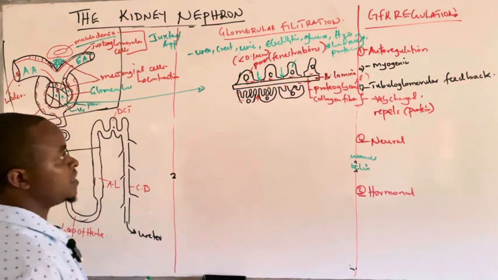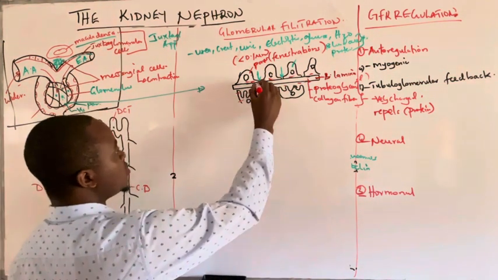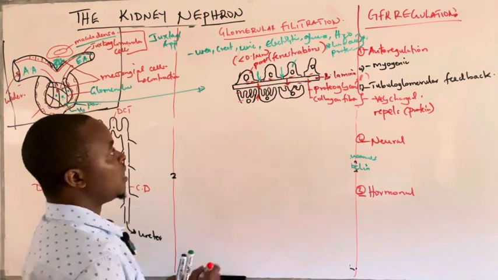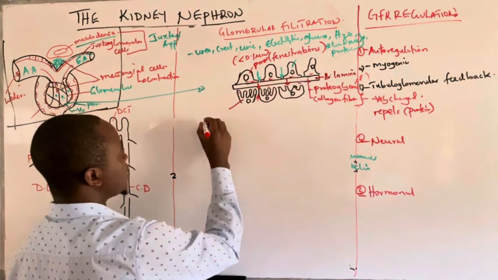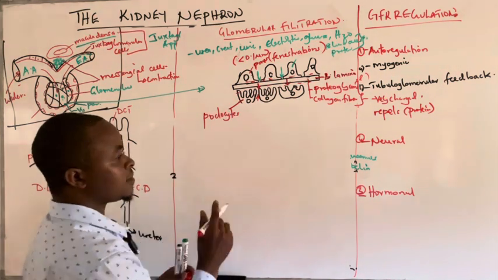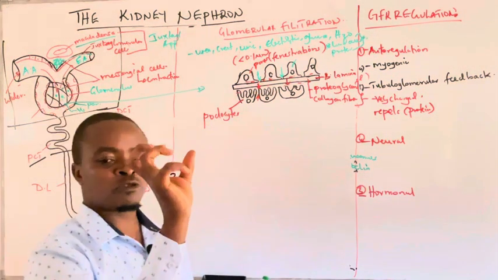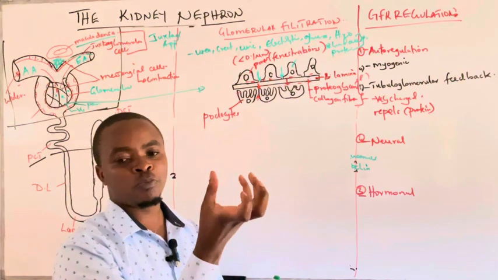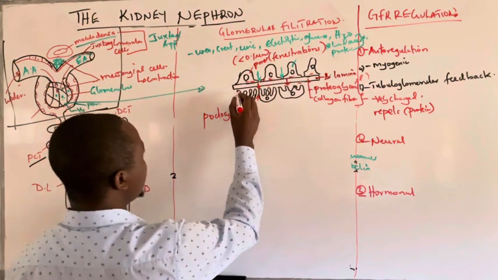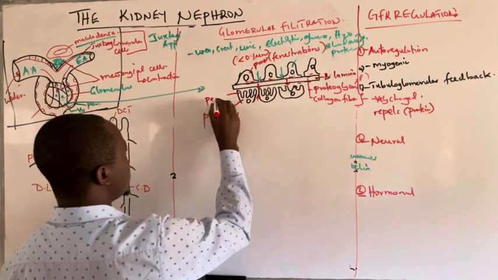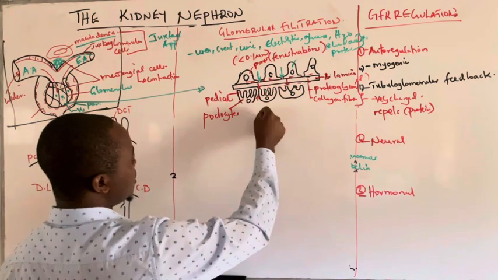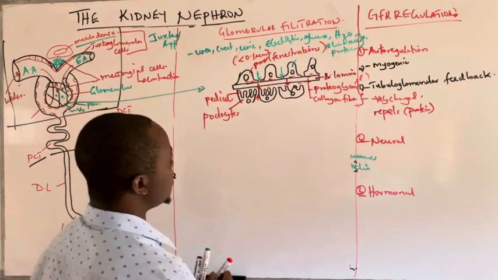And as it continues, it penetrates through the basal lamina, and it reaches the cells known as the podocytes. These are the podocytes, and they end in foot-like appearances known as pedicels. So these foot-like processes, we call them pedicels, and in between the pedicels they have filtration pores.